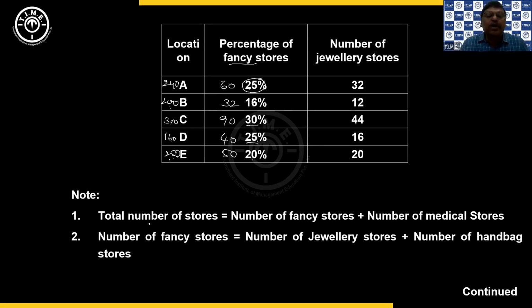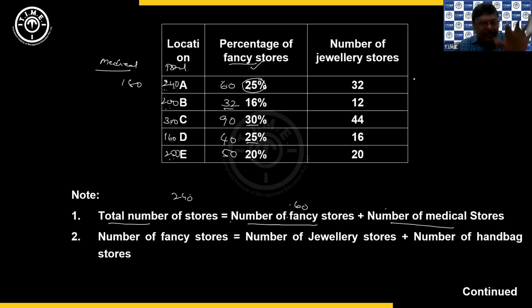Students, please remember these are the total number of stores, right? Total number of stores is equal to number of fancy stores plus number of medical stores. Now, if you ask me what the medical stores are here, out of the total number of stores, 240, for example, if I take A, fancy stores are 60. So how many are medical stores? See, 60 goes the other side, 240 minus 60, 180 are medical stores. Yes or no? 200 are total stores. Fancy stores are 32. Let me complete this data. If you have any questions, I'll take them. 200 minus 32, 168 are medical stores.